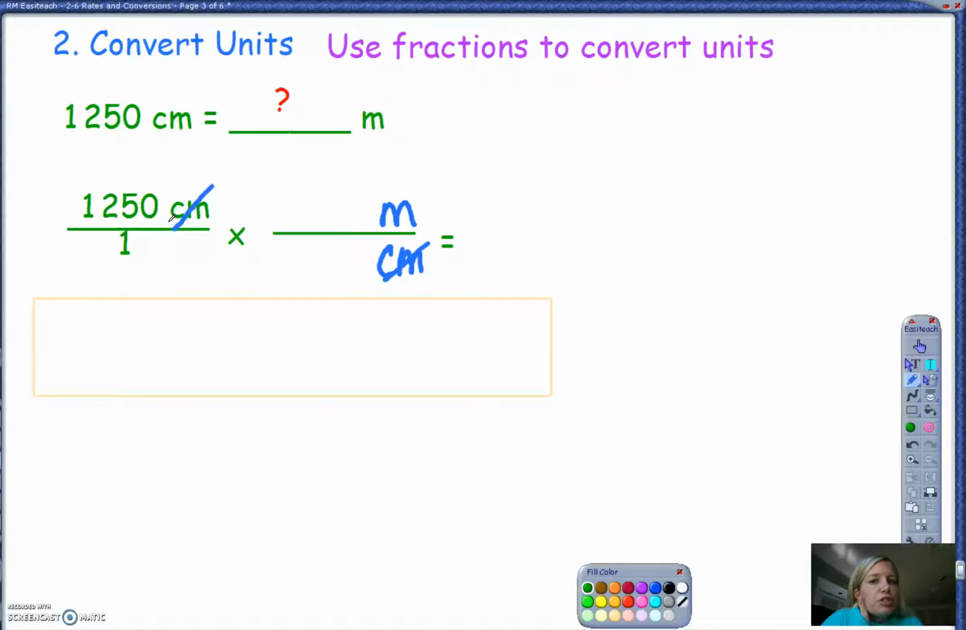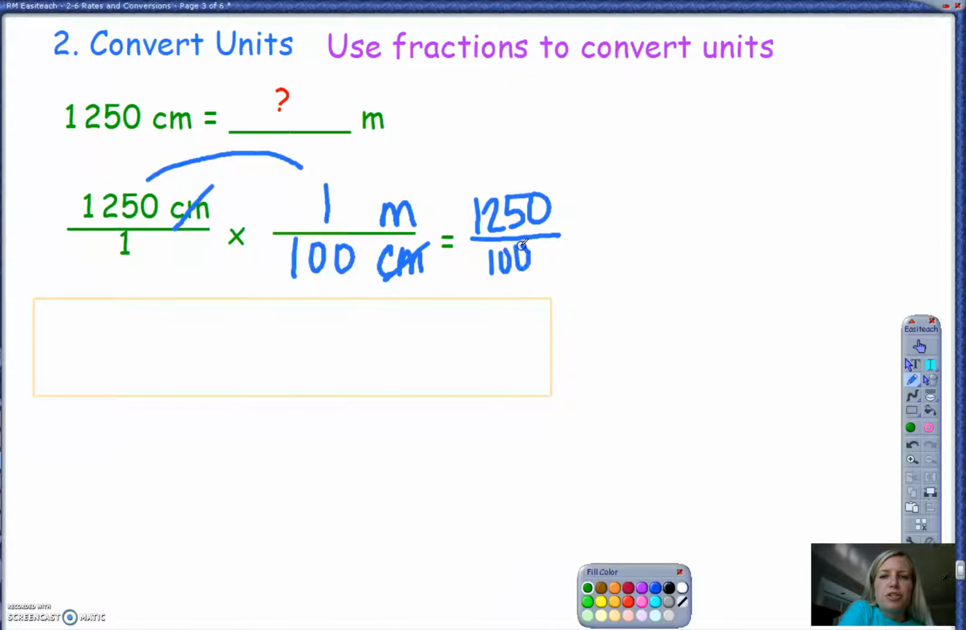Okay, then what you're going to need to do is fill in the numeric value that goes with centimeters and meters. So you're going to use your unit conversion chart, and we should know that there's 1 meter in 100 centimeters. And you're going to fill it in next to the appropriate unit. Now all we have to do is multiply across and divide. So you would multiply going across here. You get 1,250 over 1 times 100 is 100, and then you just divide them.